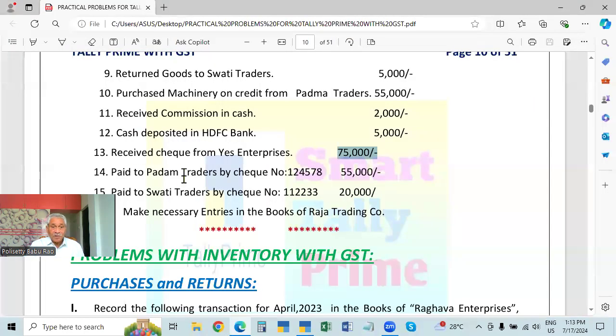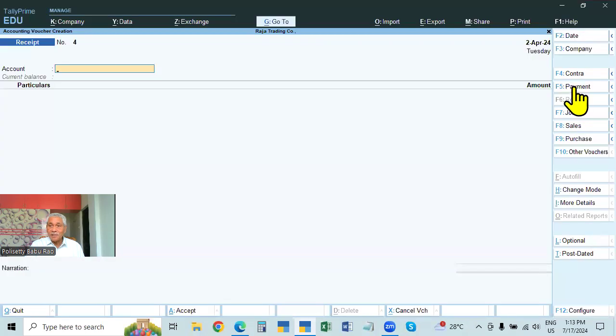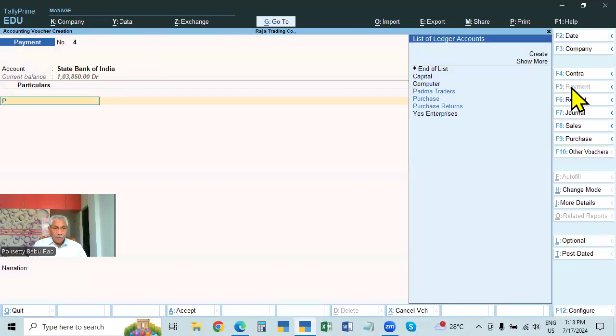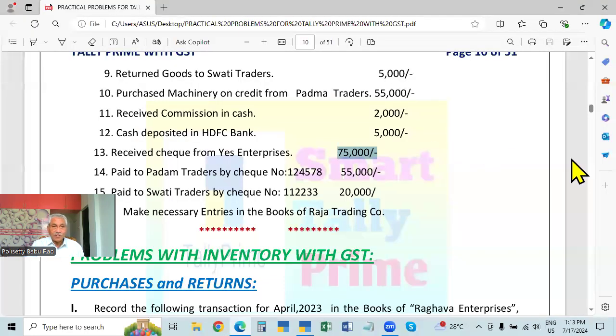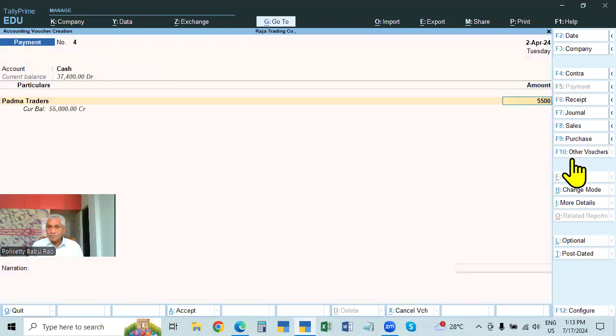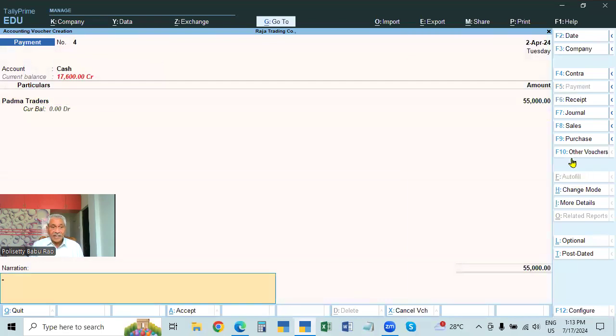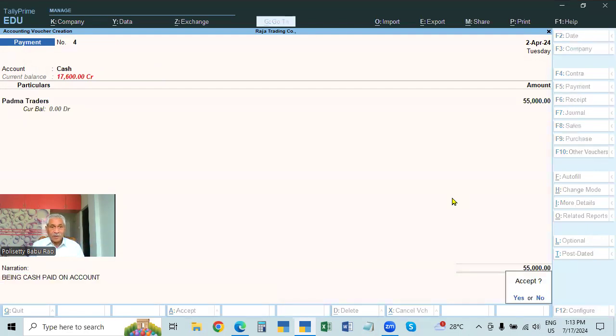And then paid to Padma Traders by check. Padma Traders, we purchased machinery, and the total amount we paid. This is a payment. So here we paid by check, which means State Bank of India. To whom did we pay? Padma Traders. What is the amount? See, 55,000. So 55,000 rupees is paid. And here we're paying by check, so it is not asking for cash, only for bank. So the amount was paid on account, against their dues.